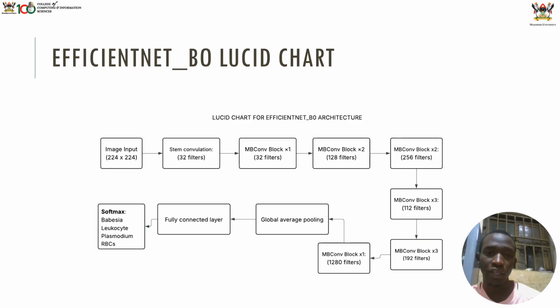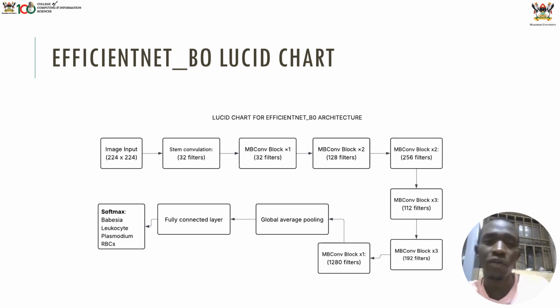And then you have our final layer, which is composed of 1,280 filters. This acts as the high-level feature aggregator before classification. Here, the model is able to distinguish between healthy and unhealthy cells.